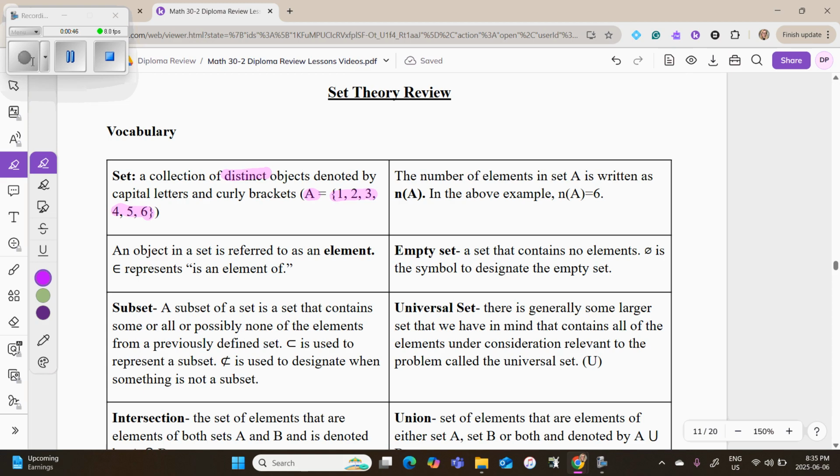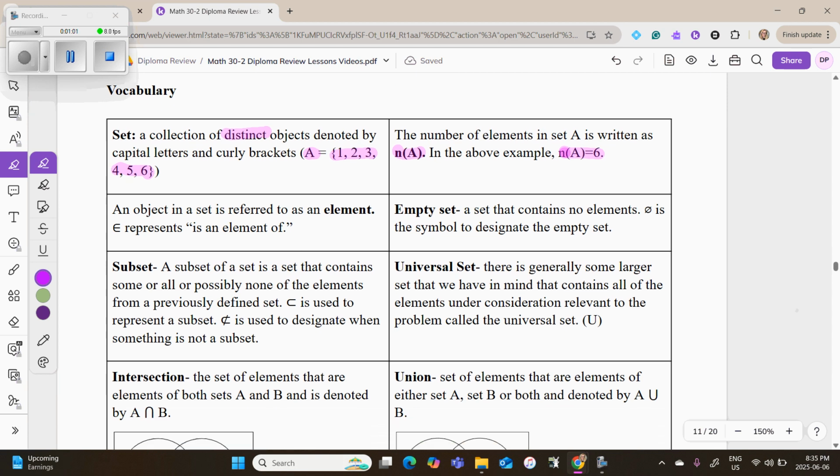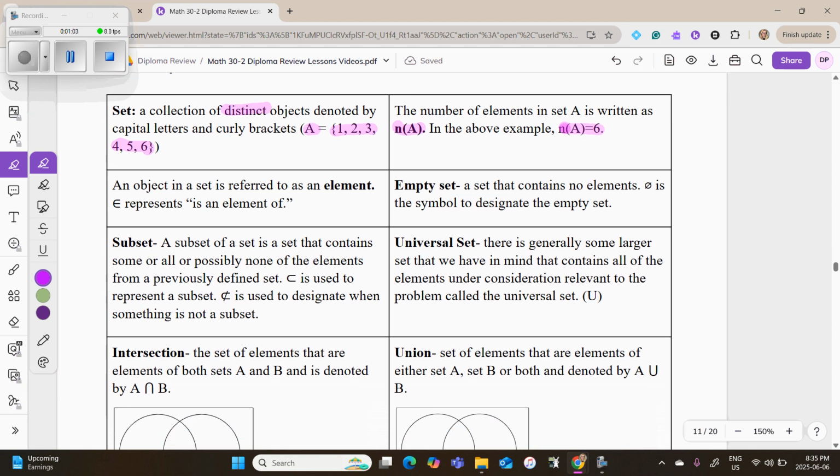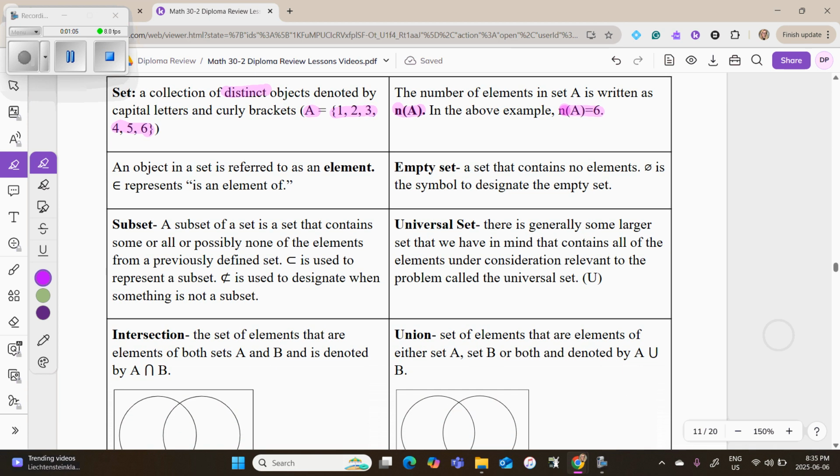The number of elements in a set is written as n of A. For example, that set that we just looked at with 1, 2, 3, 4, 5, 6, the number of elements in that set is 6 elements. An object in a set is referred to as an element. So all of those numbers, 1, 2, 3, 4, 5, and 6, those are all elements in the set A.